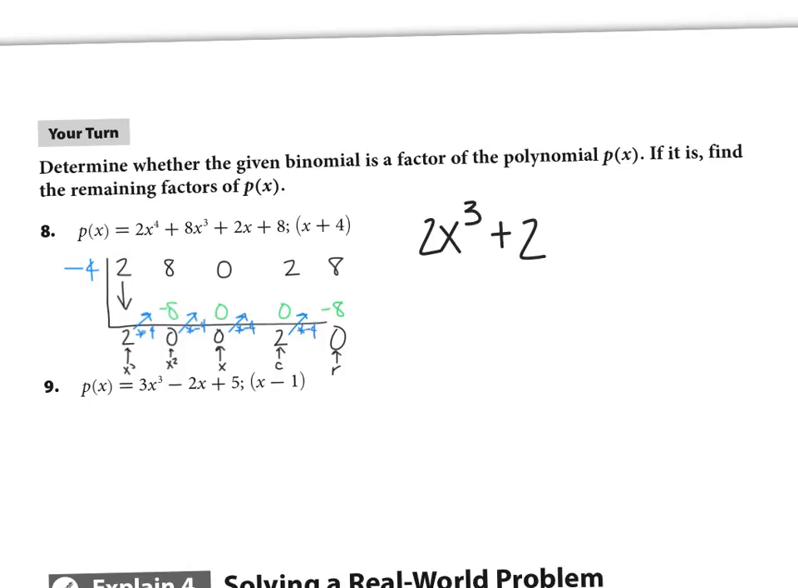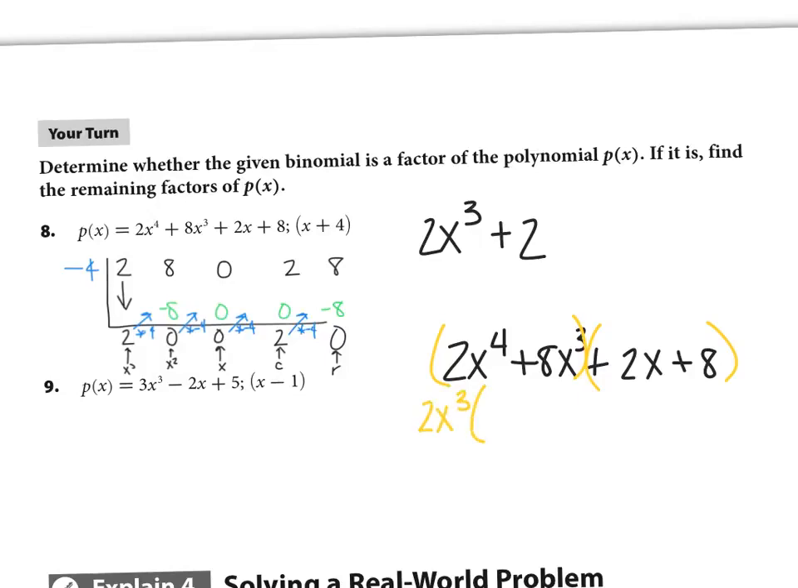Okay, I'm going to do something completely random, but trust me. So we have 2x to the 4th, and you don't have to write this down necessarily. You can talk me through it. Plus 8x to the 3rd plus 2x plus 8. Factor this. Okay, how many terms does it have? 4. So I factor by grouping. Here's my first group. Here's my second group. What does the first group have in common? 2x cubed. And if I factor that out, I'm left with?